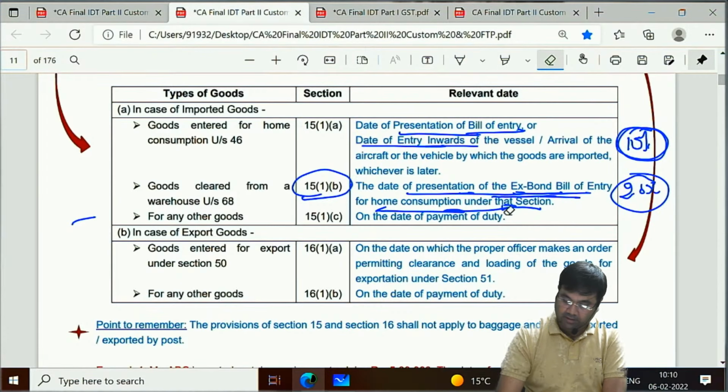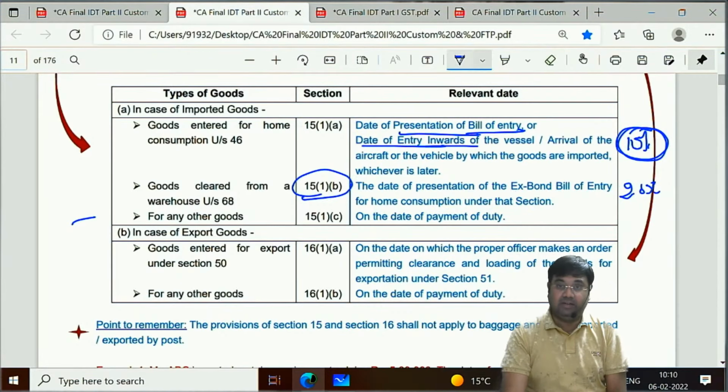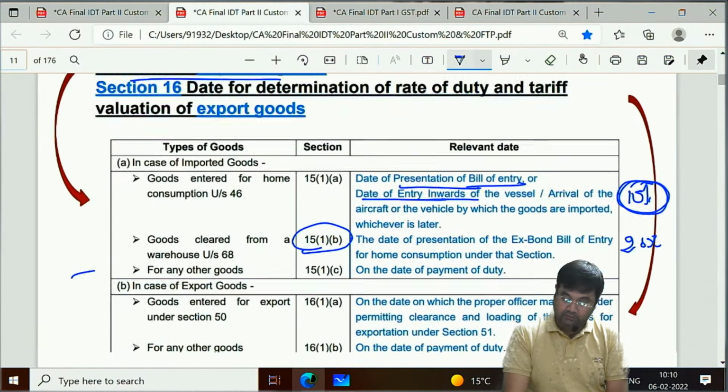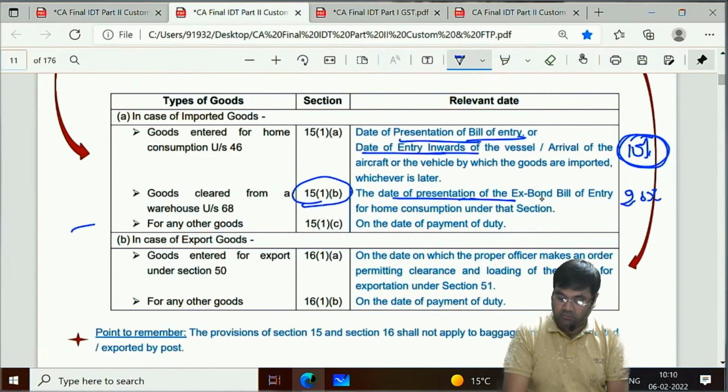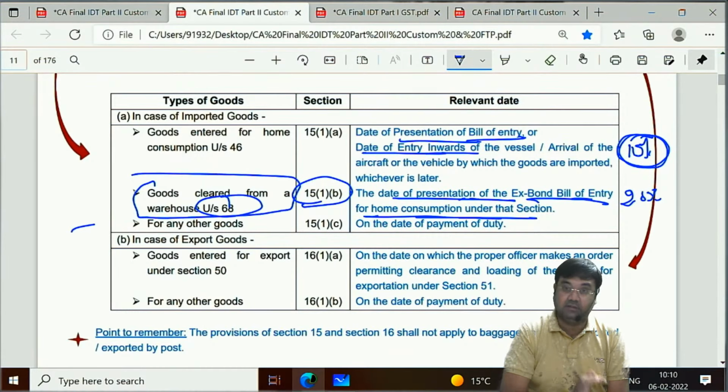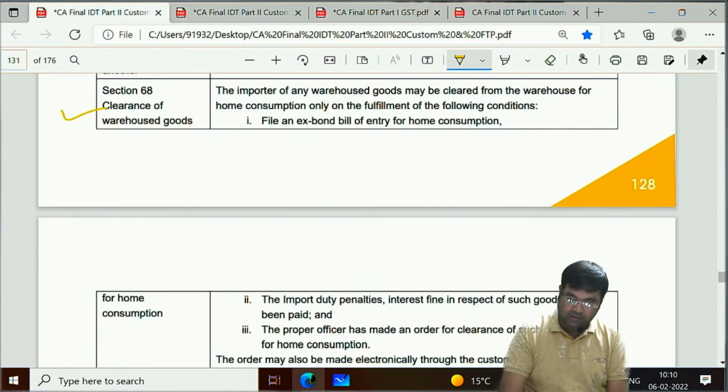So he needs to file the ex-bond bill of entry and pay the duty. Correct? What is going to be the relevant date for duty? The date of duty and tariff valuation is going to be the date of presentation of the ex-bond bill of entry for home consumption under that section. So this clearly says goods cleared from a warehouse under section 68. So what is 68? Clearance of warehouse goods for home consumption.